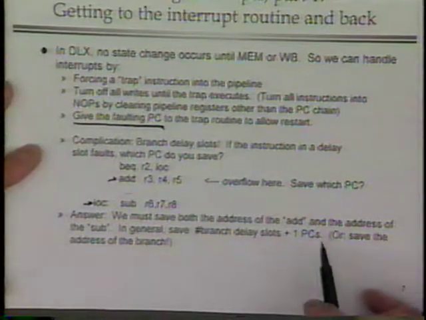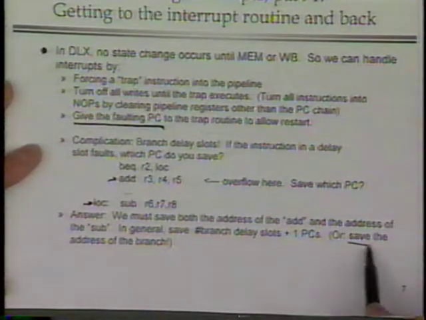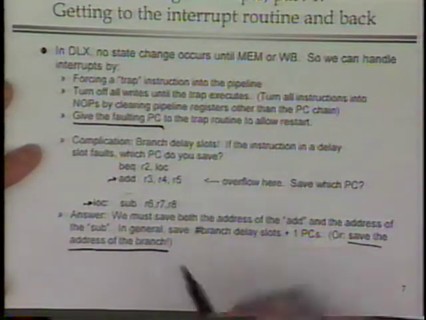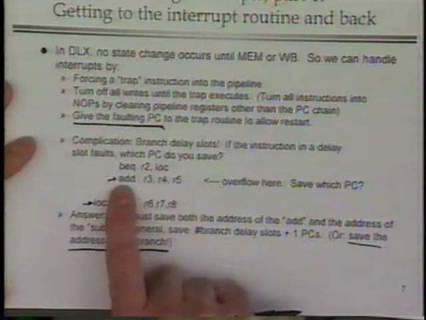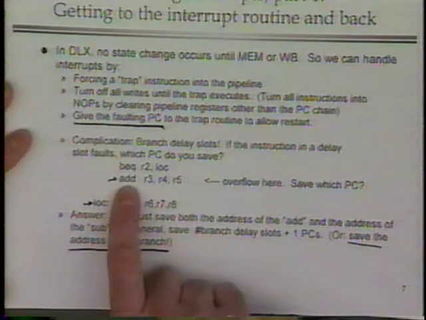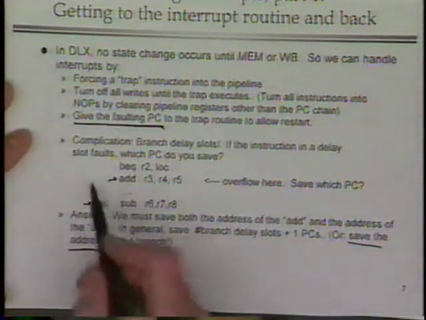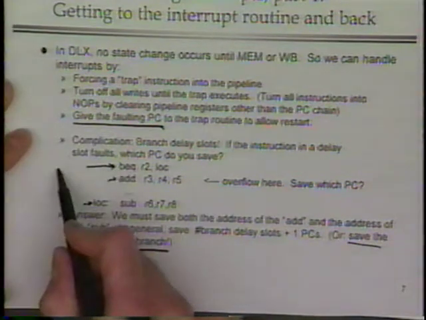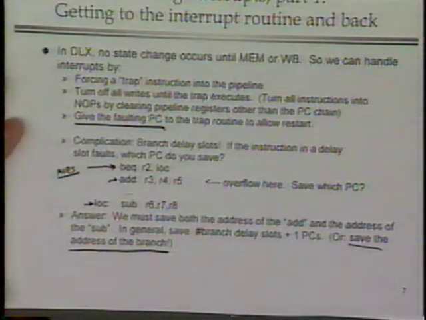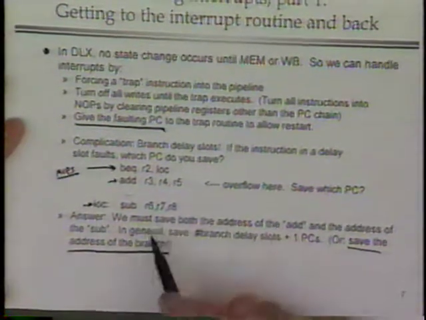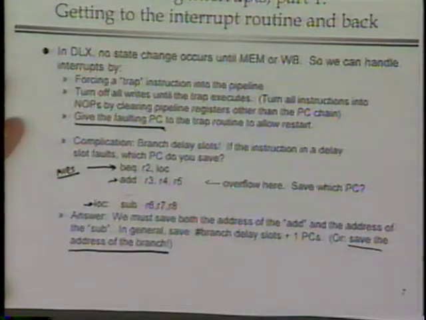Now, in fact, what some machines like MIPS actually do is notice that because the branch is an instruction which doesn't have any side effects, you can re-execute it. So if a fault occurs on an instruction in the branch delay slot, then the PC that they save on the MIPS is the PC of the branch instruction. And after handling the interrupt, they go back and redo the branch instruction.